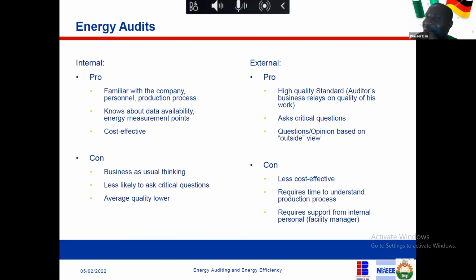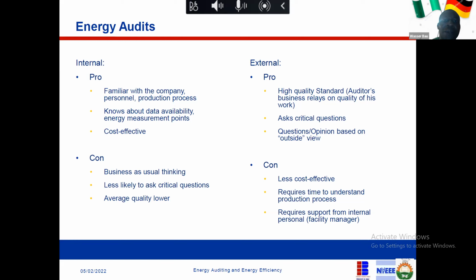So the first advantage is that I'm already familiar with the company. I'm familiar with the production processes. I'm familiar with where their energy meters are. I'm familiar with who takes care of the record of the diesel. I'm familiar with the person who pays the energy bills. So all I need to do is approach them and tell them, boss, please give me the data I need, or come with me, we have work to do.